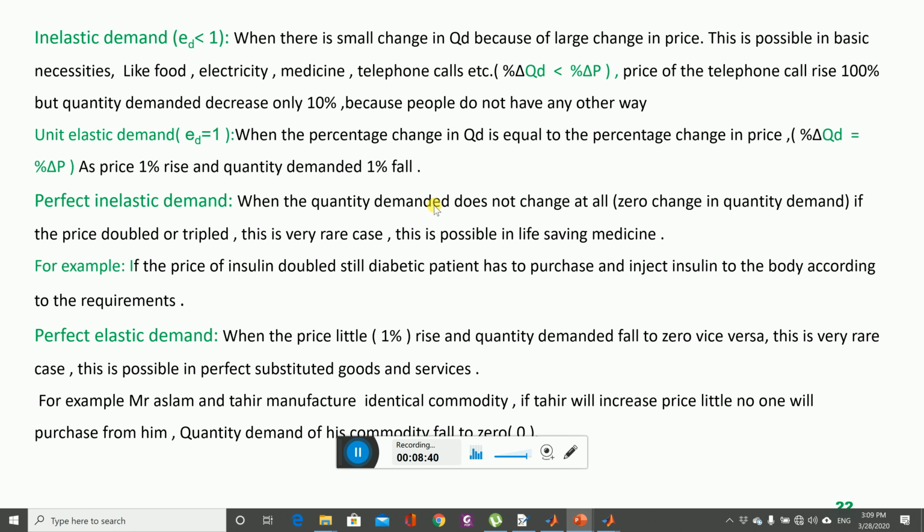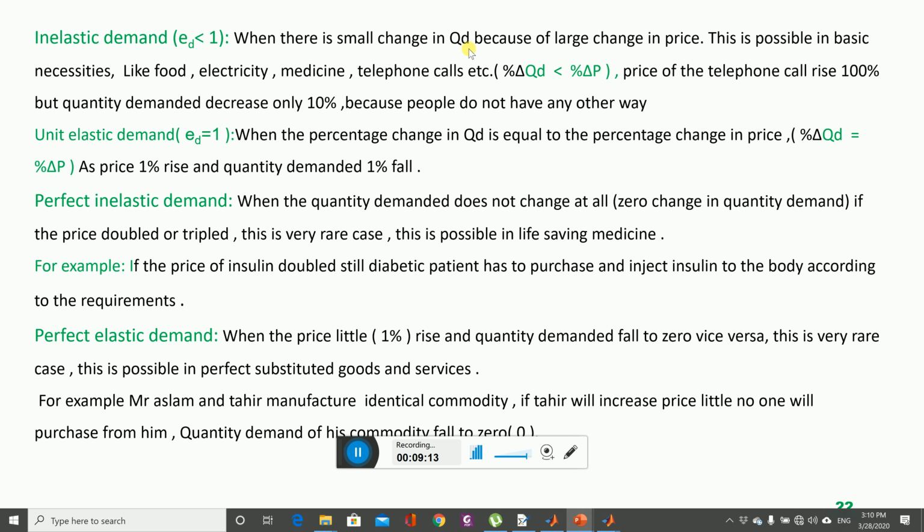Now we are proceeding toward inelastic demand. Again, this is the mathematical representation. ED, small e and small d, represents price elasticity of demand, and this is the sign of inequality, less than 1. If we measure elasticity of demand mathematically and calculate less than 1, like 0.5, 0.7, 0.9, this is less than 1. So we say this is inelastic demand.